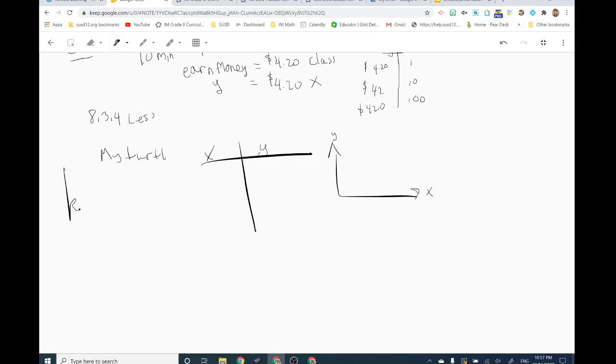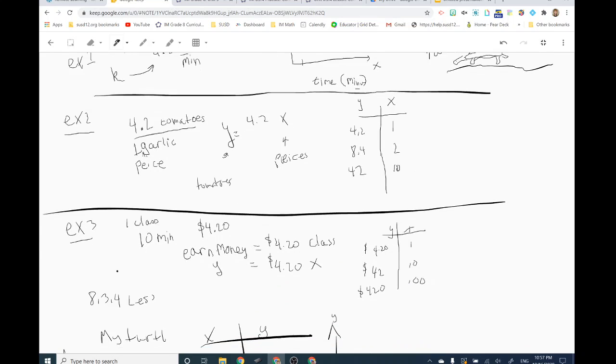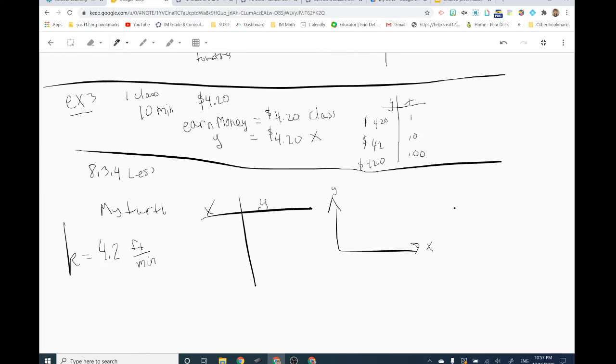What is your constant of proportionality? 4.2? Don't just say 4.2. You have to explain what that is. For my turtle, it's feet per minute. For this recipe, it's tomatoes per garlic pieces. And for my friend's job, it is dollars per 10-minute class.